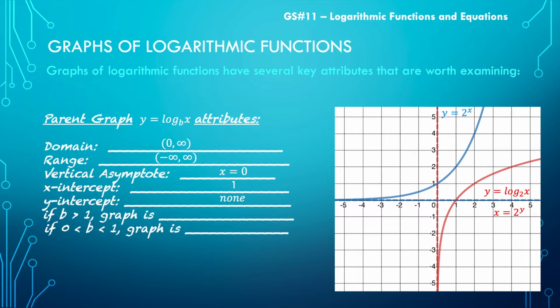And similar to exponentials, if the base of the log function is greater than 1, our graph is going to be strictly increasing. That means the entire graph will be increasing from left to right. And if that base is between 0 and 1, our graph will be strictly decreasing. Okay, so let's look at a couple of examples of graphing logarithmic functions.